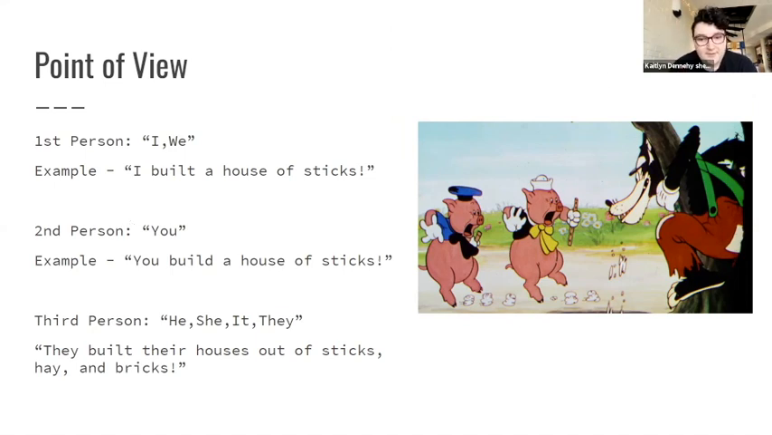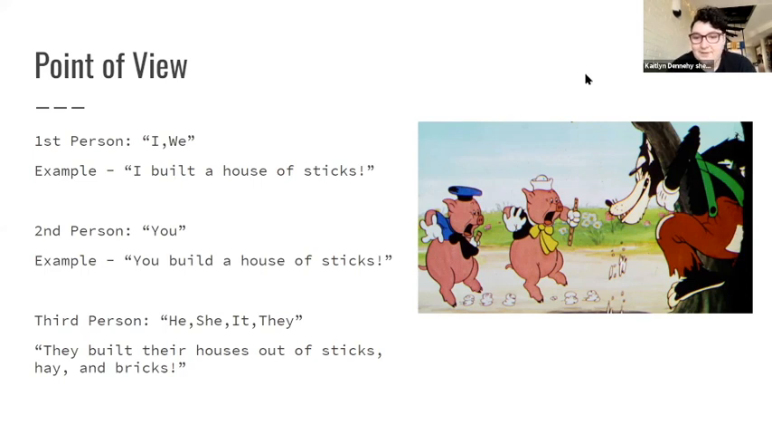Second person is referring to you in the story. It positions the person as the person taking place in the story. So for example, you build a house out of sticks. Third person, you would use he, she, it, they, etc. And for example, that would be they built their house out of sticks, hay and bricks.